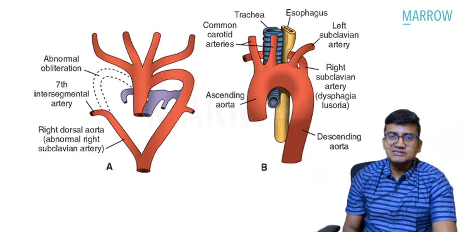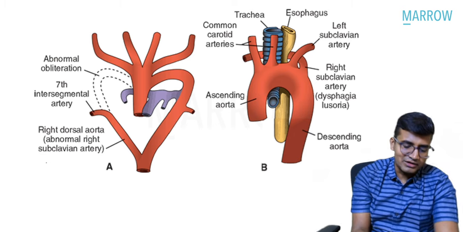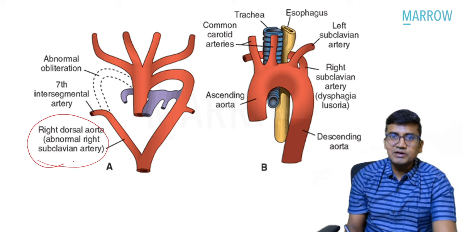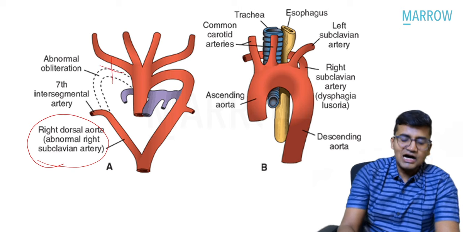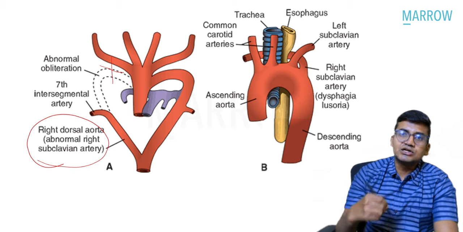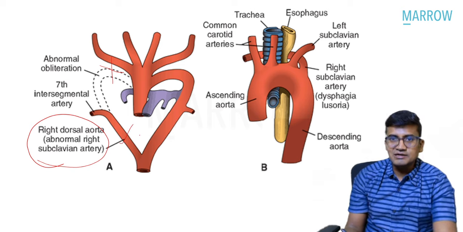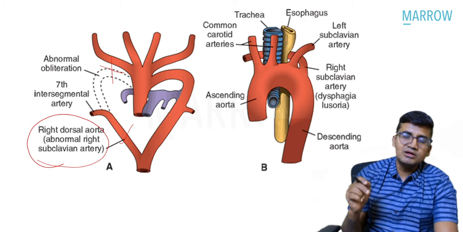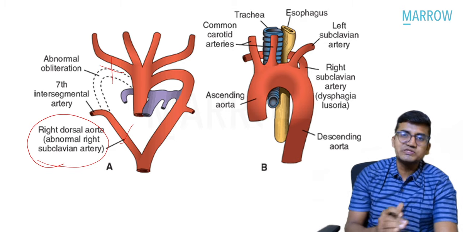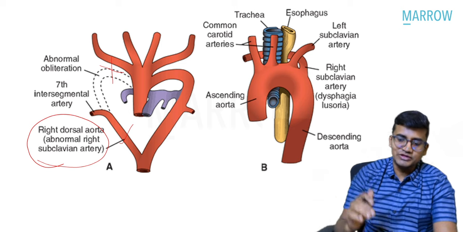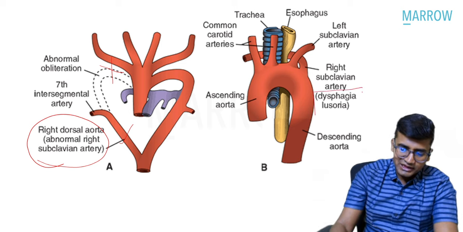Now in this diagram, we are seeing the abnormal right subclavian artery. In the abnormal right subclavian artery, the right 4th arch artery will disappear and the caudal part of the dorsal aorta persists and forms the abnormal right subclavian artery. The abnormal right subclavian artery goes behind the esophagus and compresses the esophagus and in turn causes dysphagia lusoria.